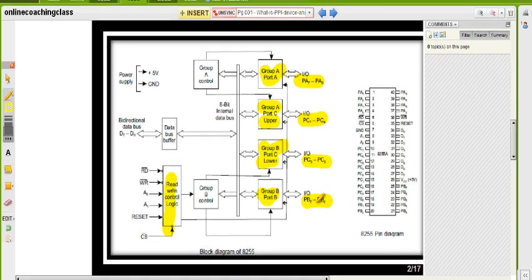In the next step, we will see how we can generate and write the control word, and how it is sent to the microprocessor 8085.